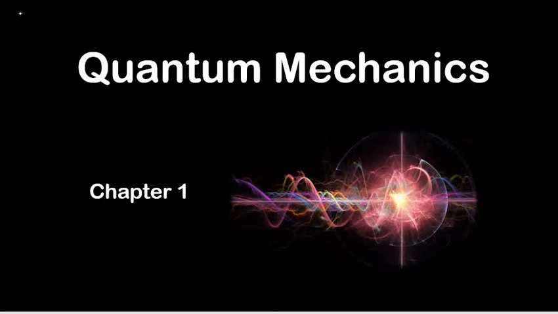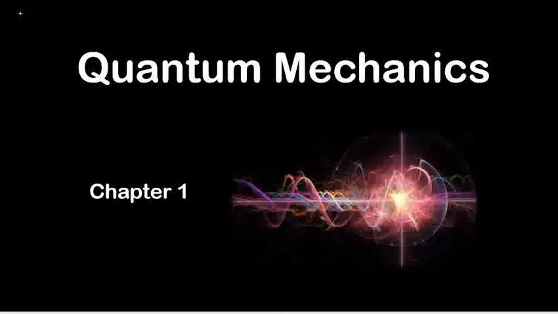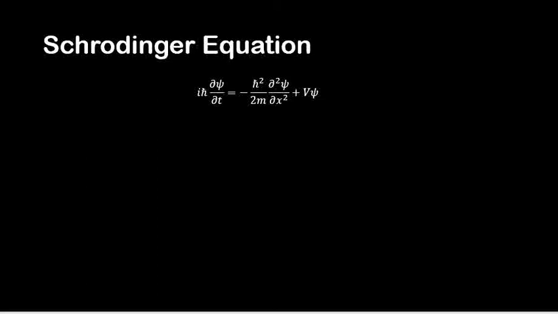Hey guys, so in this video series, we are going to be going through Griffiths Quantum Mechanics Chapter 1, and in future videos, through all of the chapters in Griffiths' book. And so to start off, we're going to start with Chapter 1, the Schrodinger equation. The Schrodinger equation is the main equation in quantum mechanics.